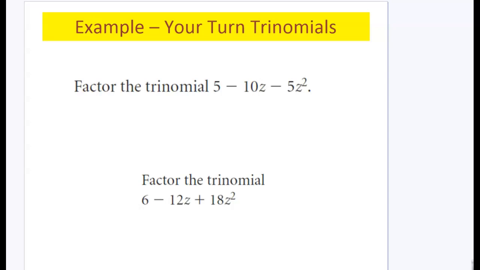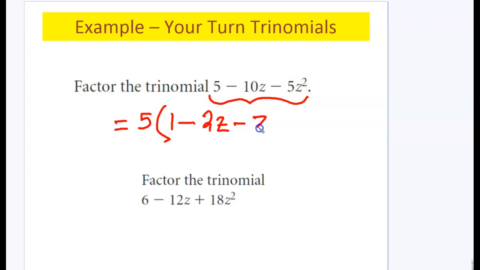All right, what happens when we have a trinomial? If we take a look at the trinomial here, I have 3 terms, and the only thing that's common to all 3 are the coefficients. I could factor a 5 out. So 5 divided by 5 is going to be 1, minus 10z divided by 5 would be 2z, minus 5z squared divided by 5 would be z squared, and that would be your final answer. Okay, I want you to take a turn and try the next one.